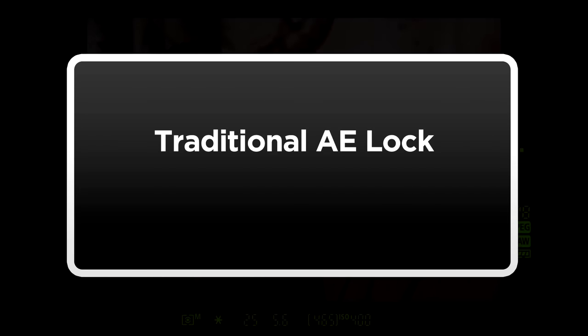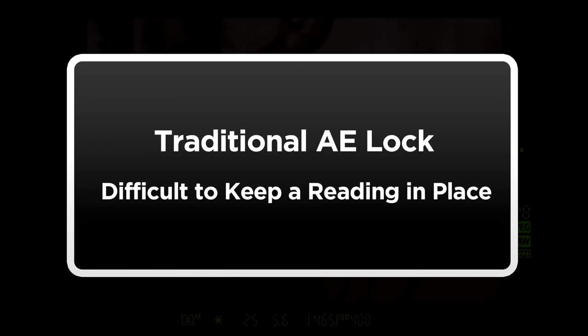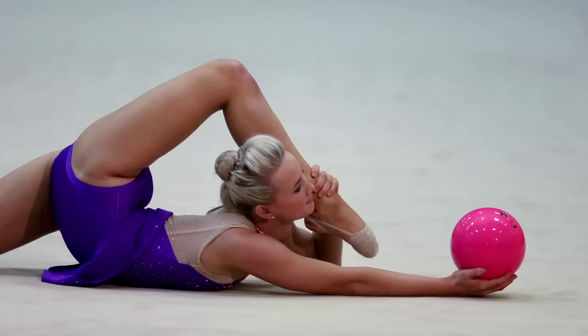The problem with traditional AE lock is that it's difficult to keep a reading in place for any length of time, or for more than one or two pictures at a time. Canon's new AE lock and hold addresses this problem. AE lock and hold changes how AE lock functions.